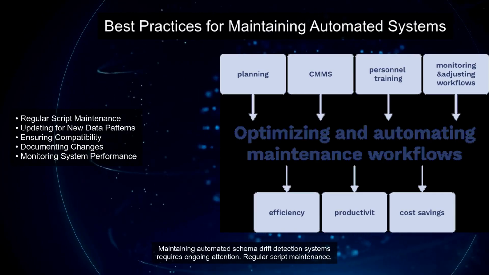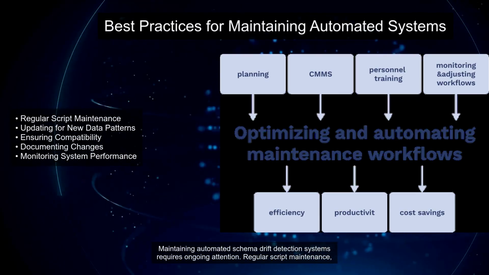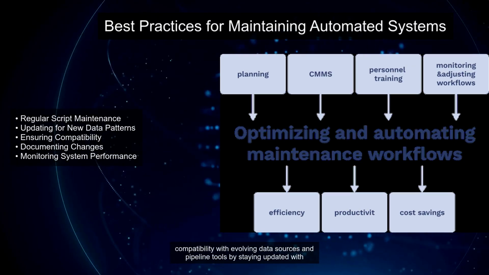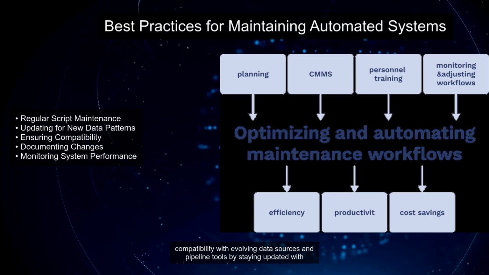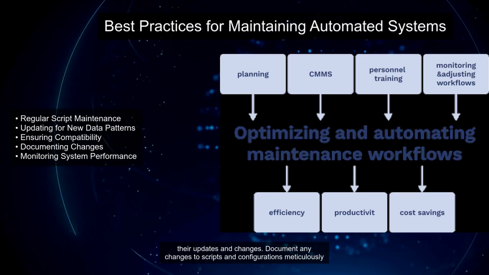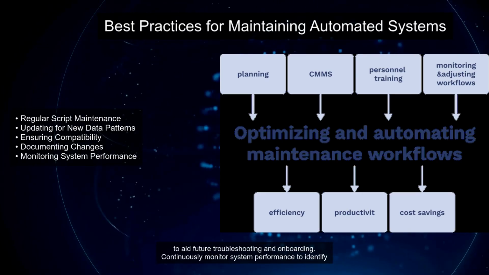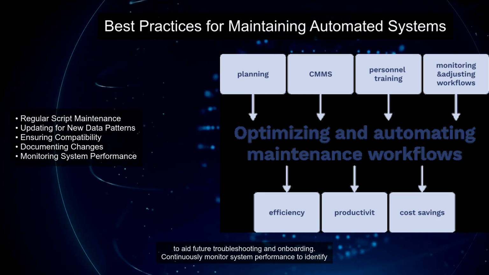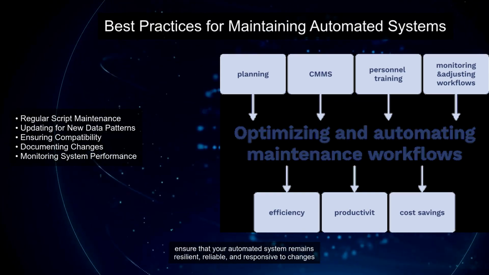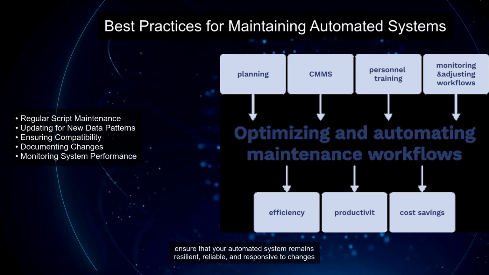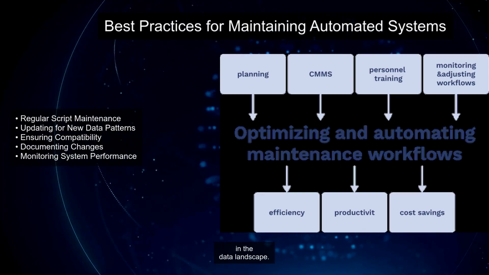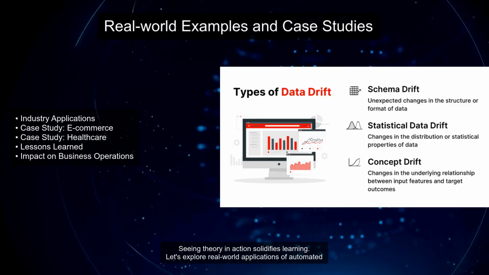Maintaining automated schema drift detection systems requires ongoing attention. Regular script maintenance, including updates for new data patterns and technology advances, is essential. Ensure compatibility with evolving data sources and pipeline tools by staying updated with their updates and changes. Document any changes to scripts and configurations meticulously to aid future troubleshooting and onboarding. Continuously monitor system performance to identify and rectify bottlenecks or inefficiencies. By adhering to these best practices, you ensure that your automated system remains resilient, reliable, and responsive to changes in the data landscape. Seeing theory in action solidifies learning.